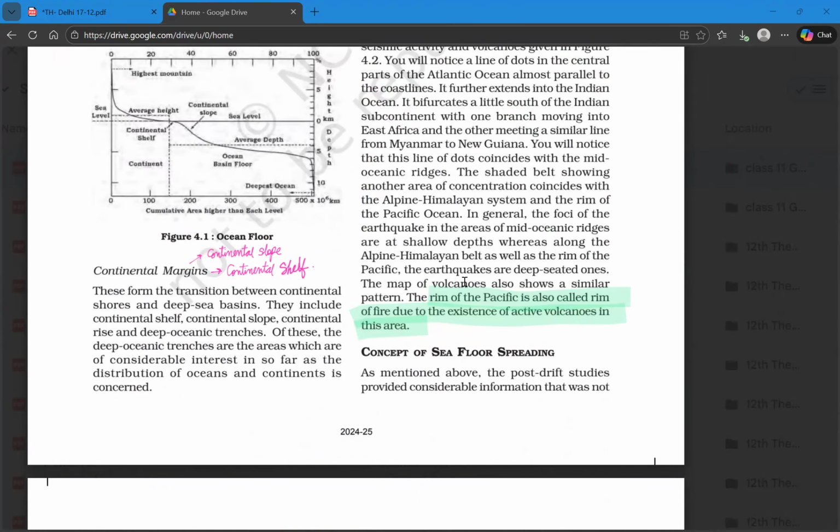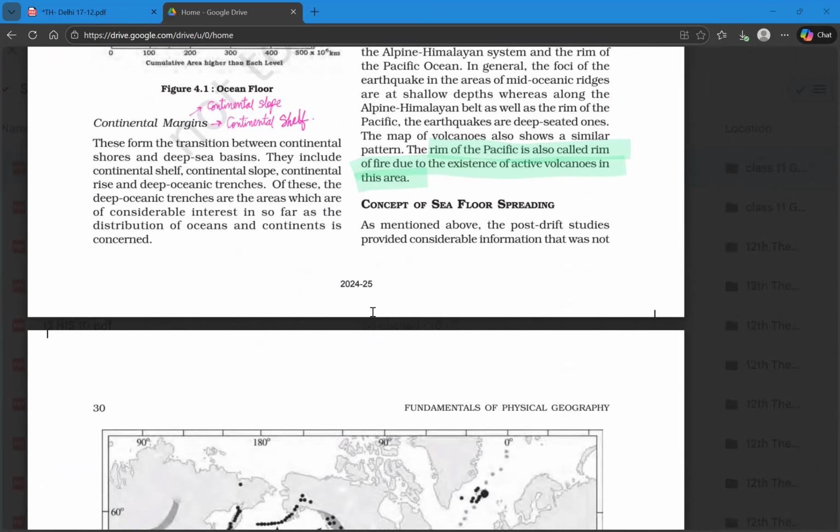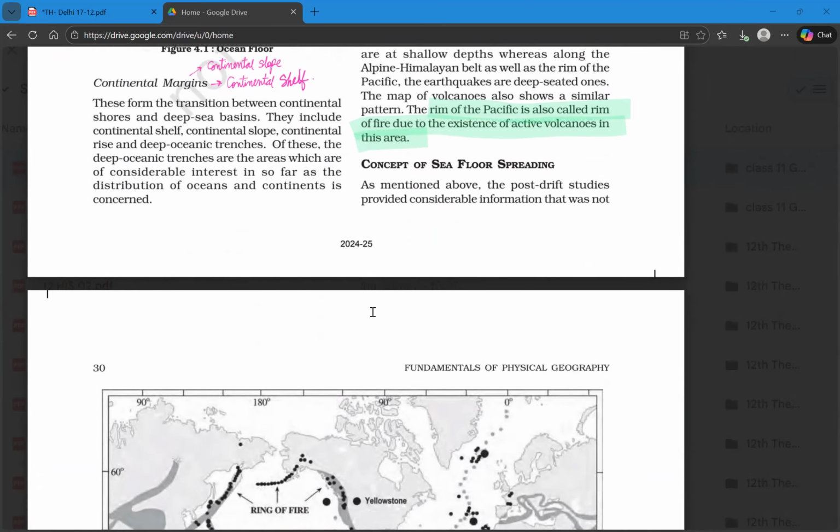The map of volcanoes also shows a similar pattern. The rim of the Pacific is also called the rim of fire due to the existence of active volcanoes in this area. Next, we'll learn the important concept of seafloor spreading.